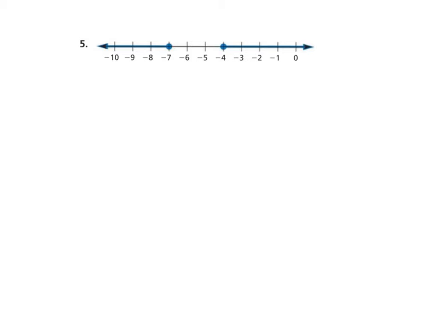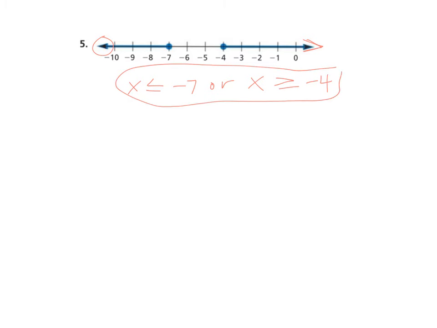Number 5, this is an OR. They're going away from each other, so this is an OR. These are the easy ones. So we would have x, looking at the end of the arrow, less than or equal to negative 7, or x, looking at the end of the arrow, greater than or equal to negative 4. And that's how you write the compound inequality for an OR.